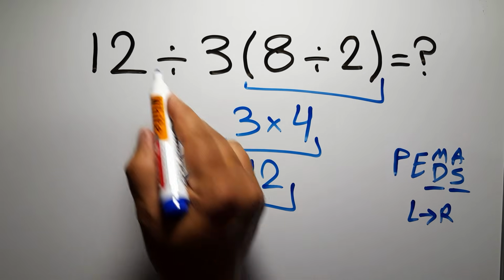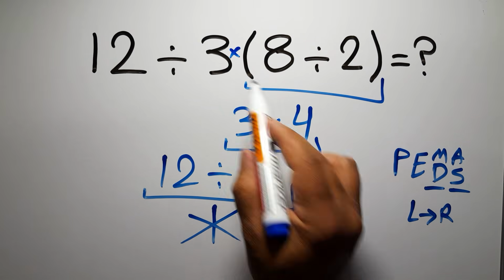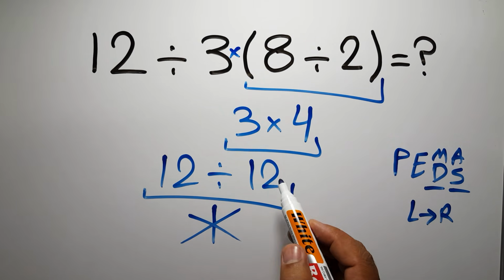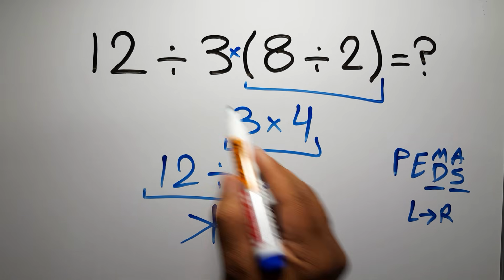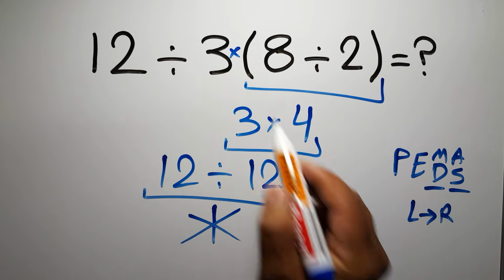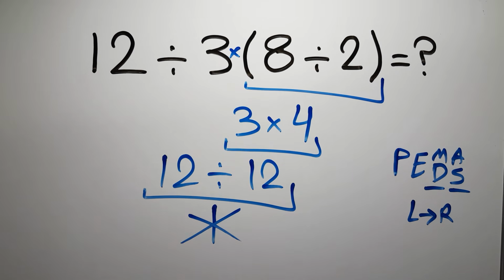In this expression, we have one division, one multiplication, and one parenthesis. Inside this parenthesis, we have one division. According to the PEMDAS, first we have to do this parenthesis, then this division, and finally this multiplication. If you do this multiplication before this division, it is wrong.